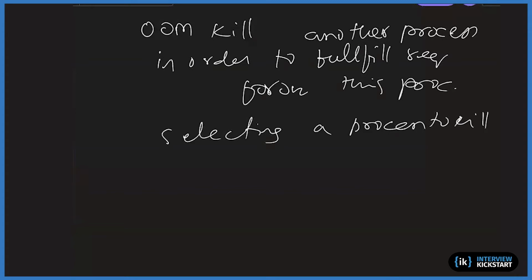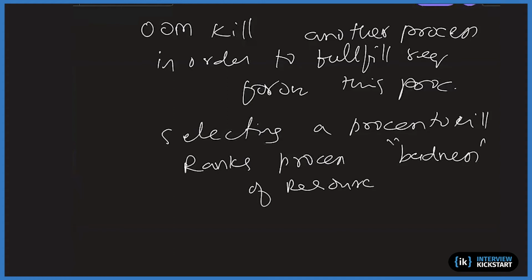So it has the algorithm for selecting, it ranks the processes in terms of their badness, in terms of resource usage. I'm not familiar with the details, but it does that. So basically it can pick a process that is considered the most ill-behaved in terms of resources, perhaps one that is allocating a lot of memory and not using that much memory and so on. This is possible in the Linux case, and it can kill that.